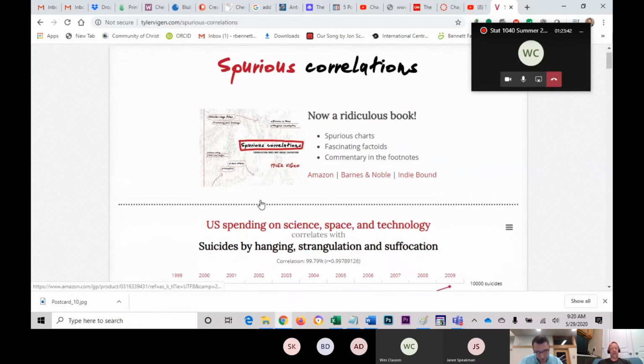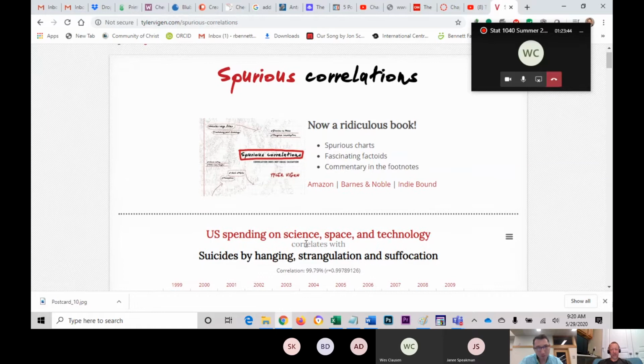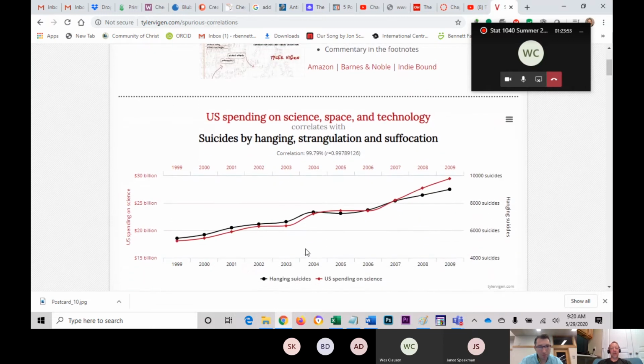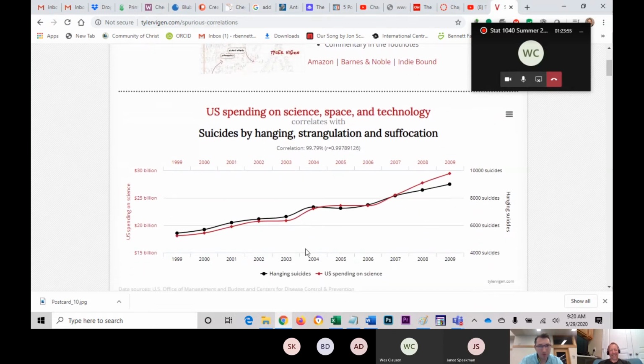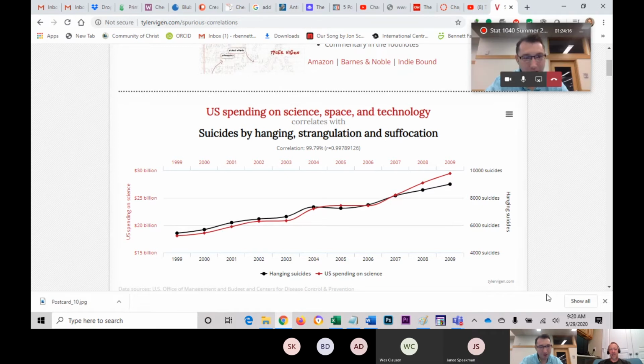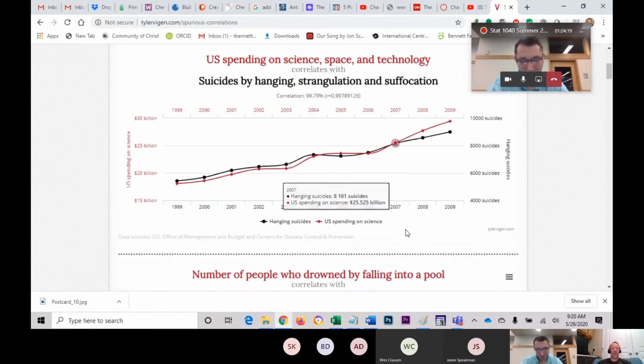Okay, so this is U.S. spending on science, space, and technology, and suicides by hanging, strangulation, and suffocation. So you can see, according to this, the more money we spend on space, science, and technology, the more suicides we're going to have, right? Do you guys believe that those are really correlated with each other? No.